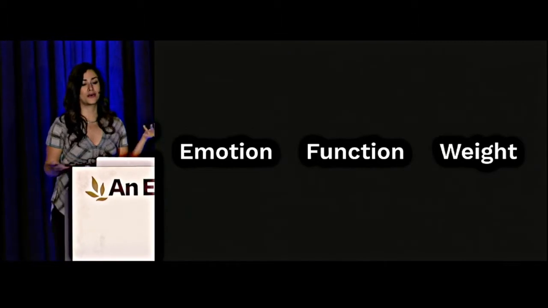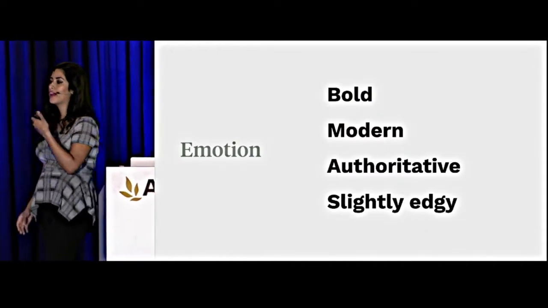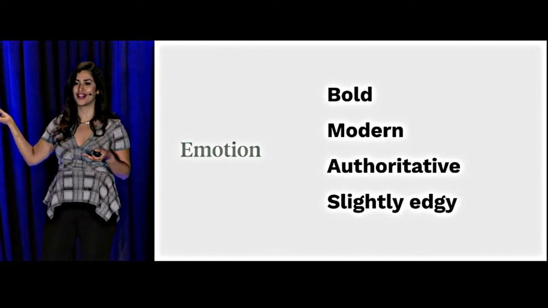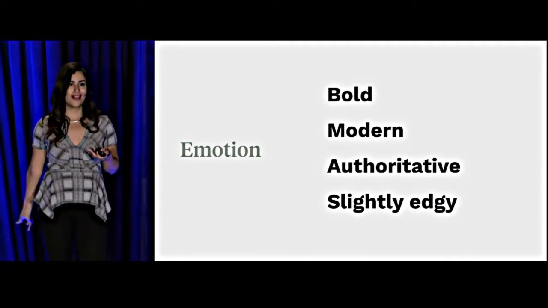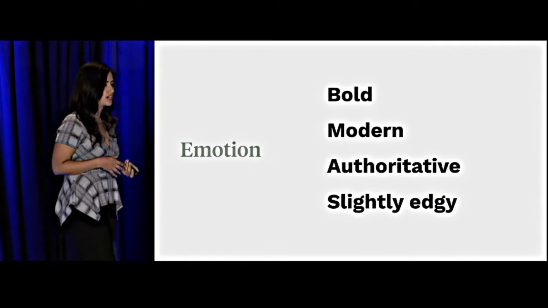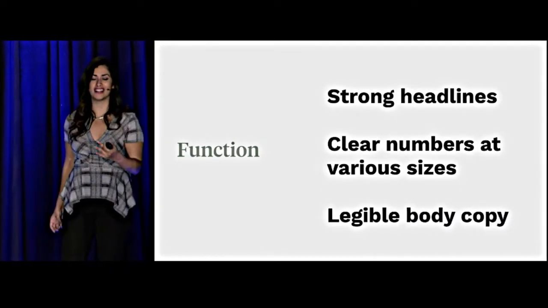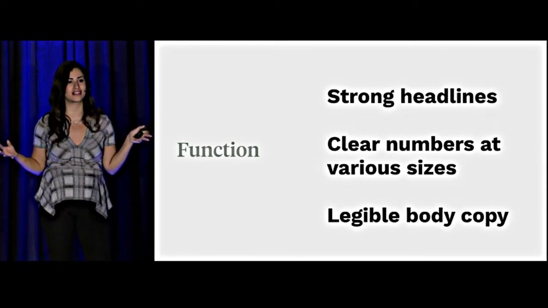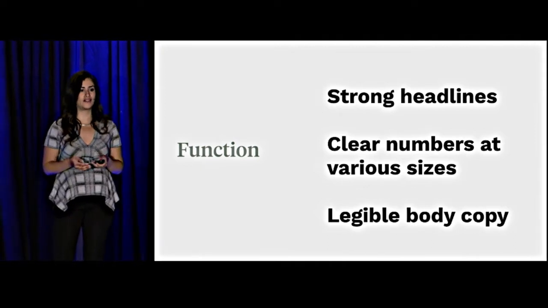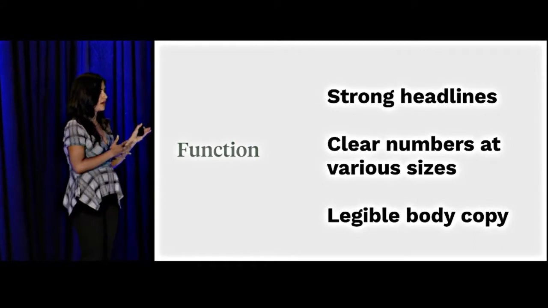And then performance, how big is this combined type kit going to weigh? So if I'm designing, first I'll list out what are my emotional goals for the site and for the typography. I can say, I'm looking for something that's bold, modern, slightly edgy and authoritative. And then I need something that has strong headlines. And I have a lot of statistics throughout the site, and that's central to my content. So I need clear numbers at various sizes and a nice, legible body copy.